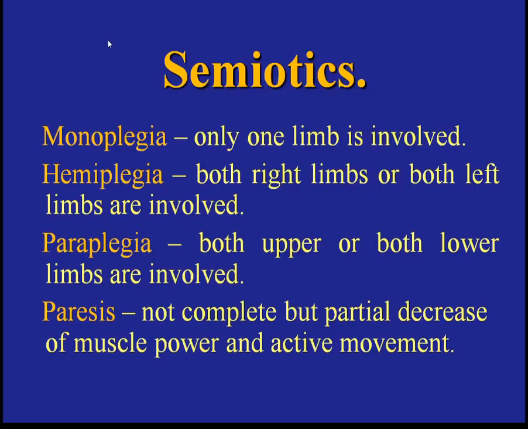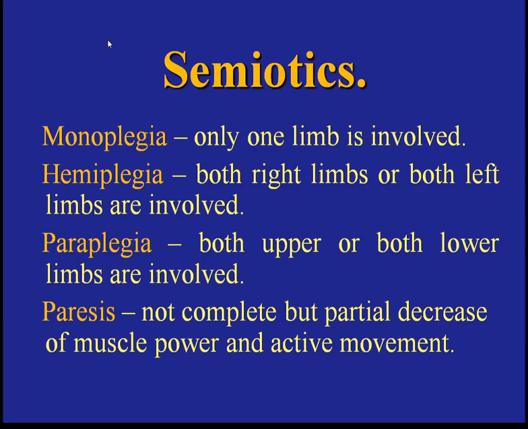Semiotics. Monoplegia. Plegia means paralysis. Only one limb is involved. Hemiplegia, both right limbs or both left limbs are involved. So, right side hemiplegia, left side hemiplegia. Paraplegia, both upper limbs or both lower limbs are involved. Maybe upper paraplegia, lower paraplegia.